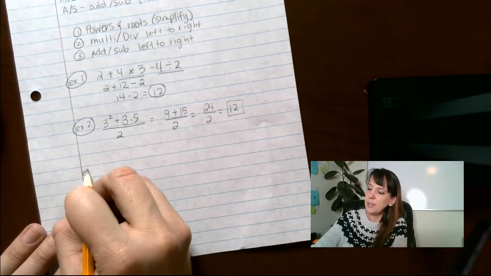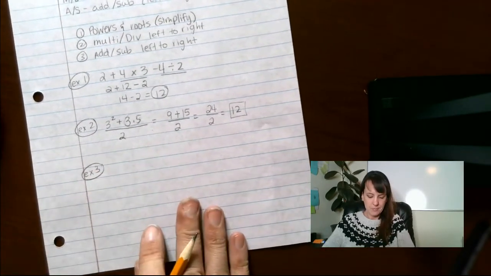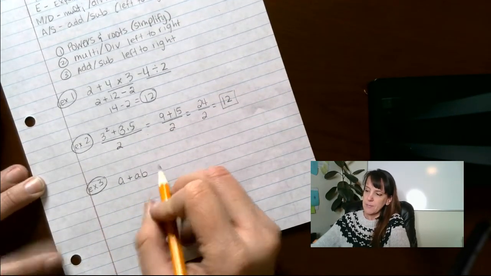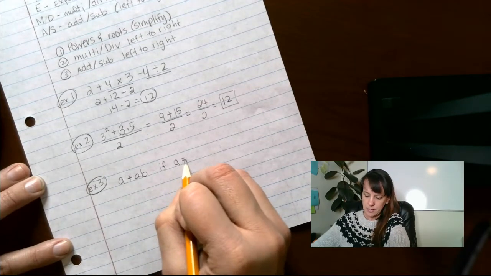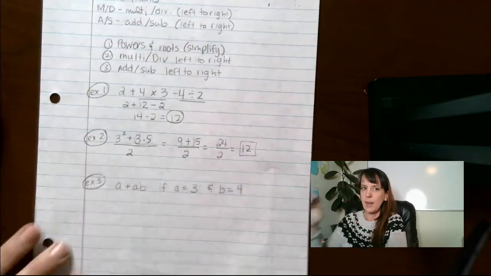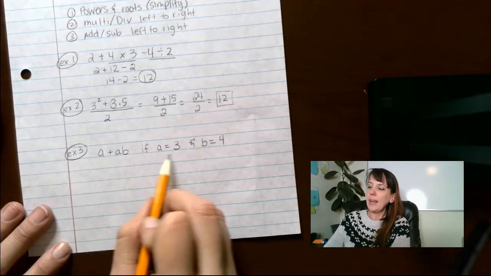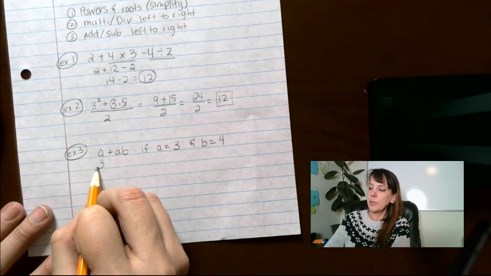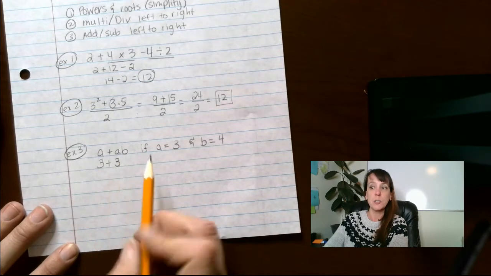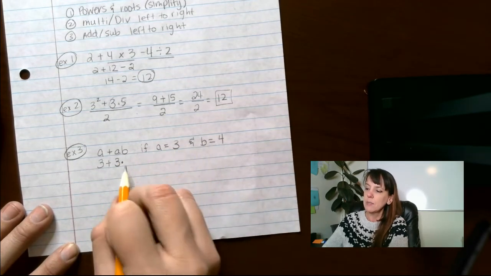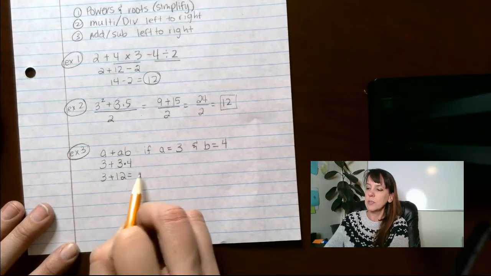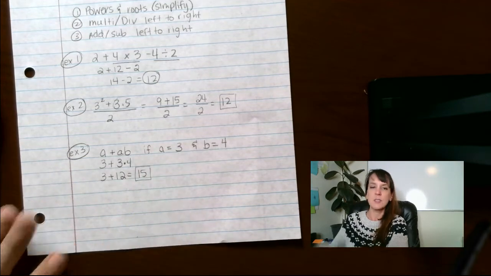Okay, example number 3. Evaluate A plus AB if A equals 3 and B equals 4. So for A, we're going to plug this in, 3 plus, and A is 3, and then AB here, we're doing multiplication, so we need to multiply. Times B, which is 4. Okay, now we take 3 plus 12, which equals 15. So that's going to be 15.